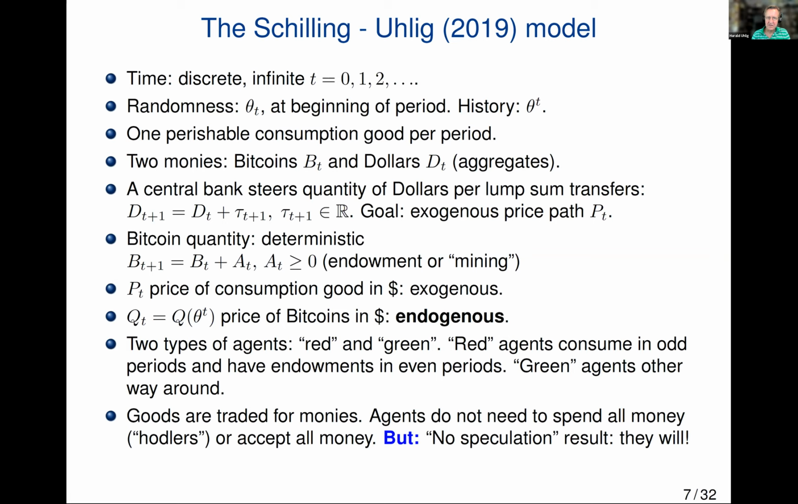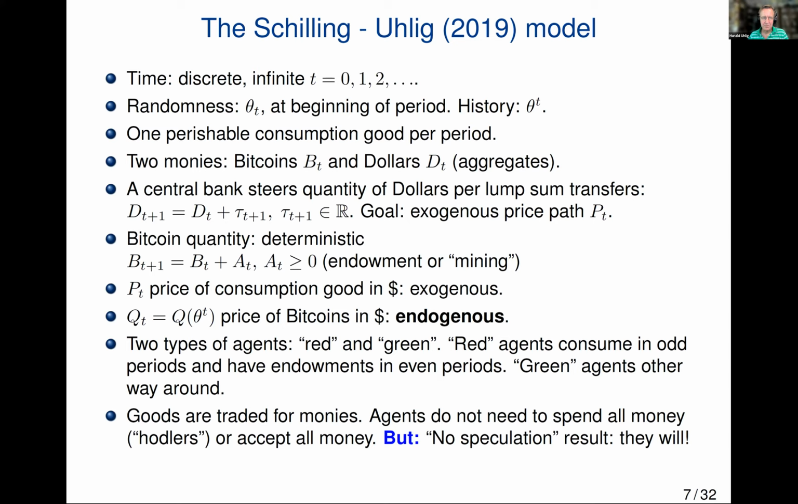And their goal is that they implement some exogenous price path for P_t. And we're just going to assume throughout the paper they are capable of doing that. I mean, how? Just do it, right? Central banks seem to be remarkably capable. That's not the purpose of the paper, to explain how.